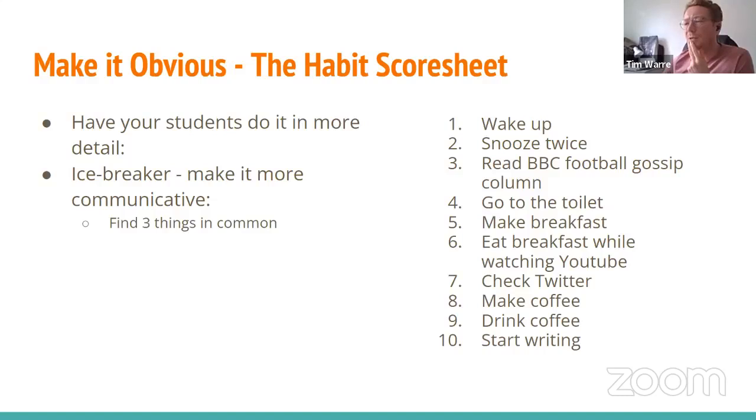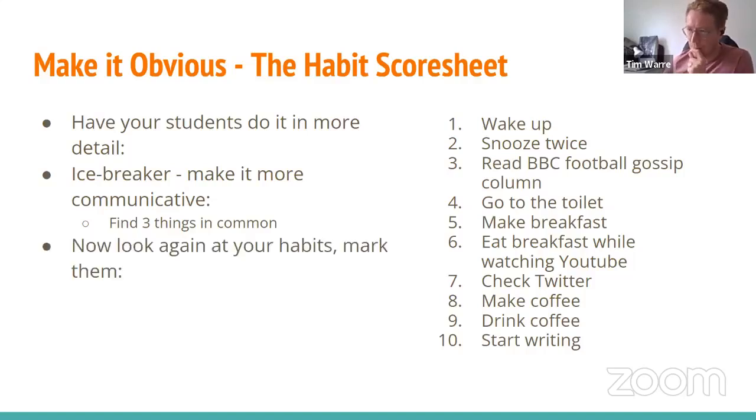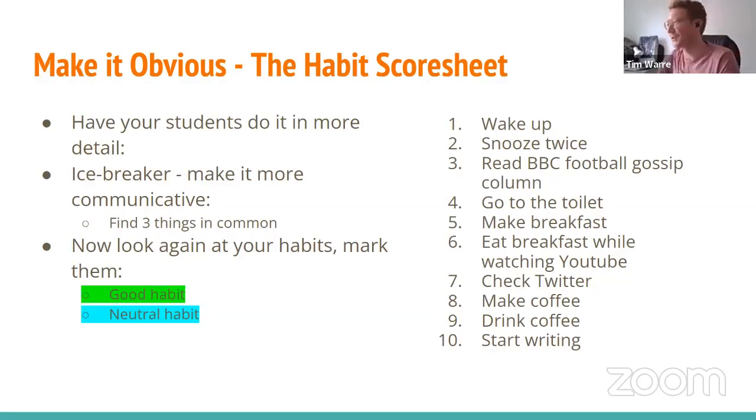and give them a task, make it a bit task-based. They have to find 3 things they have in common, 3 good habits they have in common, 3 bad habits they have in common, for example. Then you get them to look at their habits again and decide which one is a good habit. Mark it in green. Which one is a neutral habit? Okay, wake up, neutral. I think go to the toilet, neutral. We've all got to do it. And which one is a bad habit?